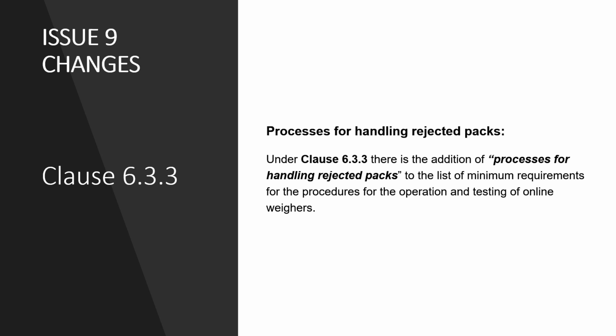Under 6.3.3, there is no major change except for the addition of processes for handling rejected packs under the items where the site shall establish procedures for the operation and testing of online weighers. So they have added that at minimum this shall also include processes for handling rejected packs. So that's the only new addition under clause 6.3.3.